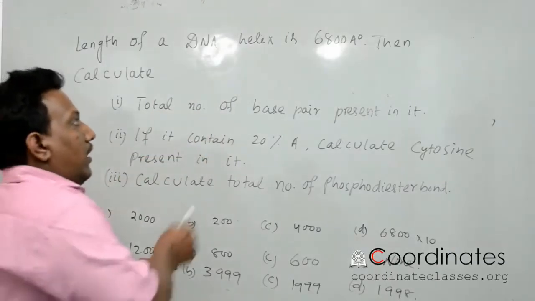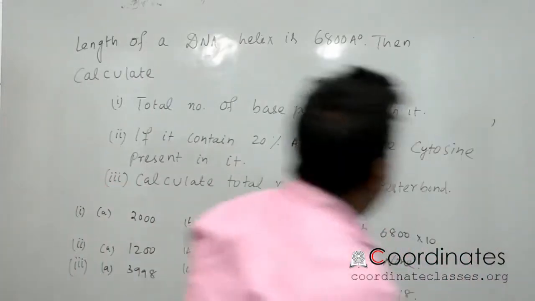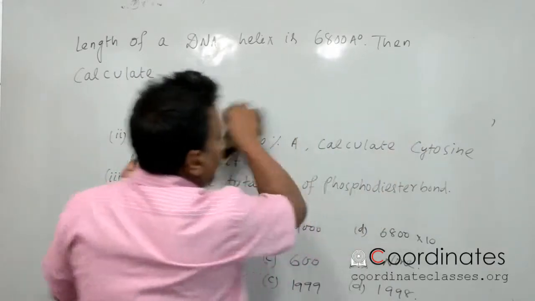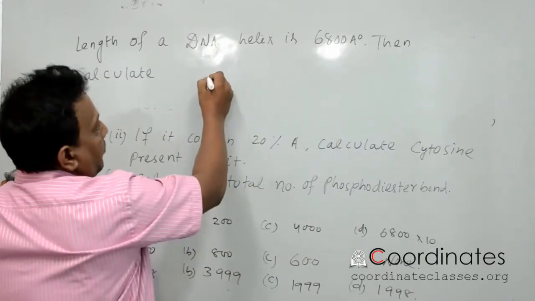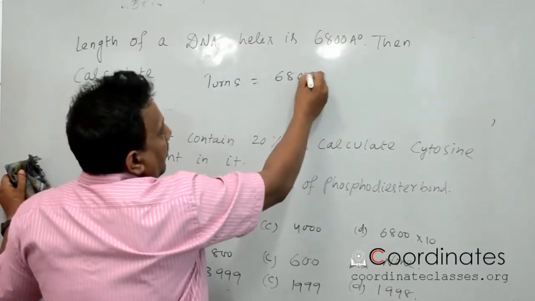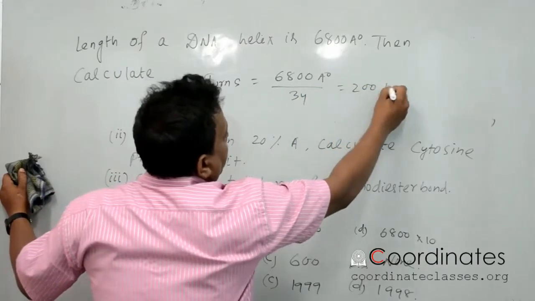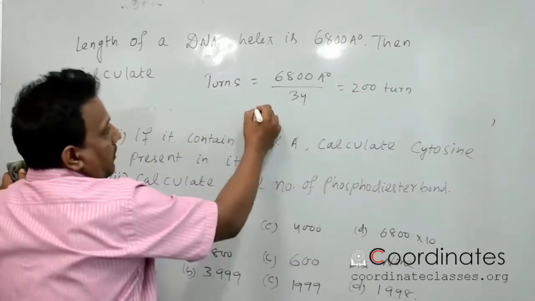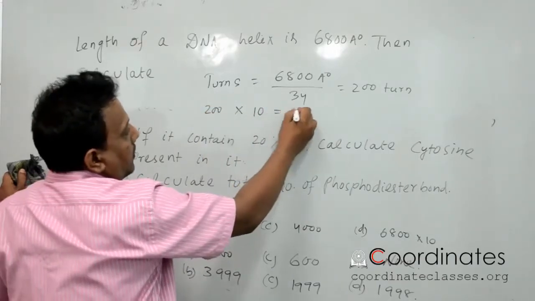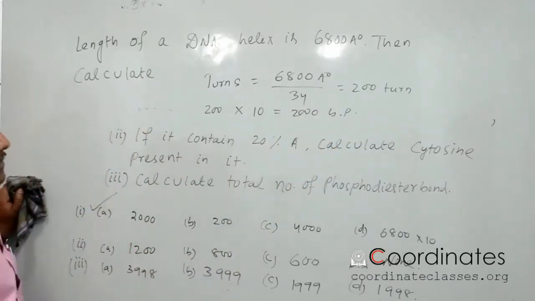We know that the length of each helical turn is 34 angstrom. The total length given in the question is 6800 angstrom. So the total number of turns will be 6800 divided by 34, which equals 200 turns. Each turn contains 10 base pairs, so the total number of base pairs will be 200 times 10, that is 2000 base pairs. So the answer is the first one.